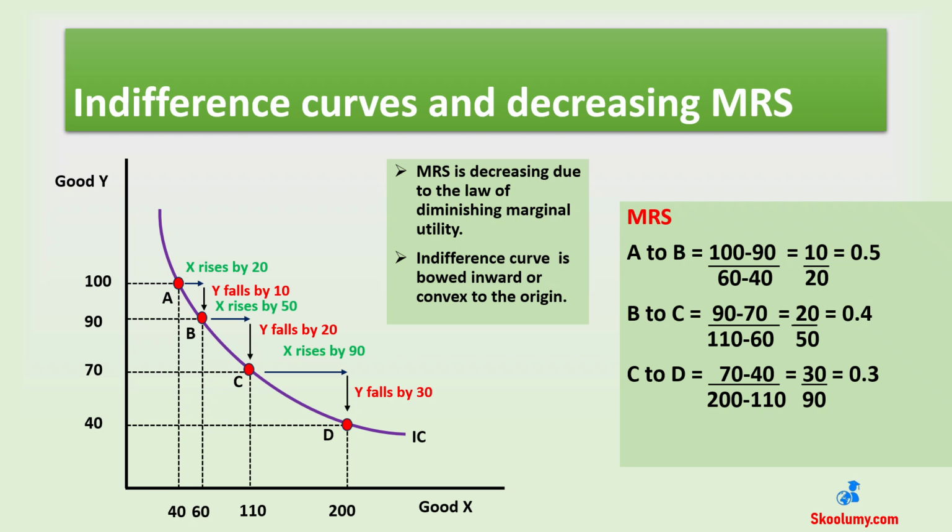The indifference curve is bowed inward, or convex to the origin, because the amount of one good to be given up, or opportunity cost, is decreasing. The MRS is decreasing because of the law of diminishing marginal utility. The satisfaction from every extra unit of good X falls as its quantity increases. Therefore, the consumer will be reluctant to give up more units of good Y to obtain an additional unit of good X. This explains why MRS diminishes.